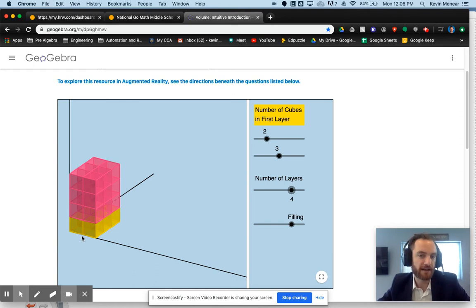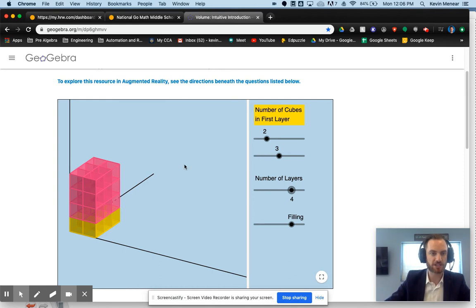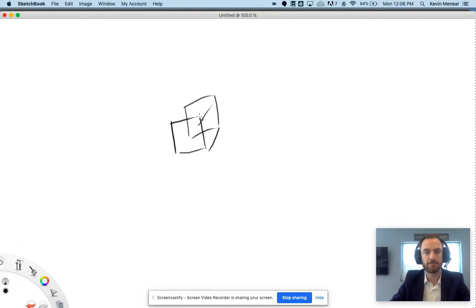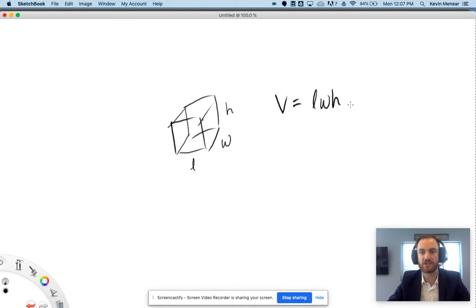But what if I wanted to find the height just by using my formula? Okay, well, let's actually write down the formula now so you can see it. All right, if I've got a rectangular prism like this, boom, boom, boom, boom, then I've got my length, my width, and my height. Cool. Well, the volume of that is length times width times height.